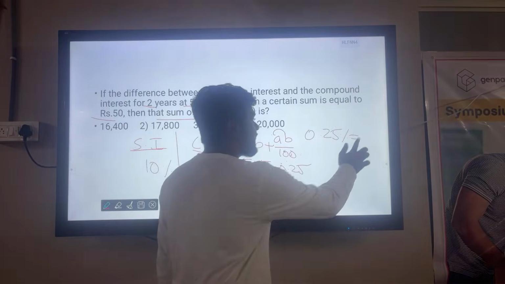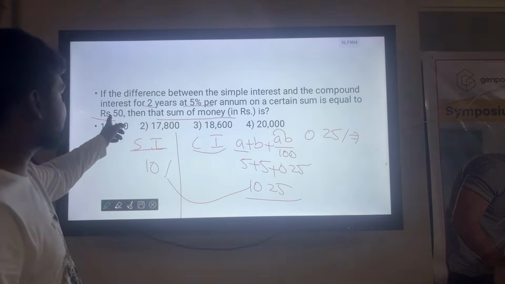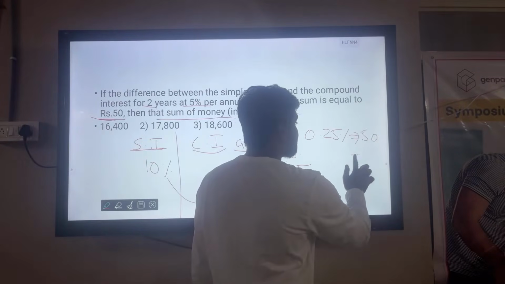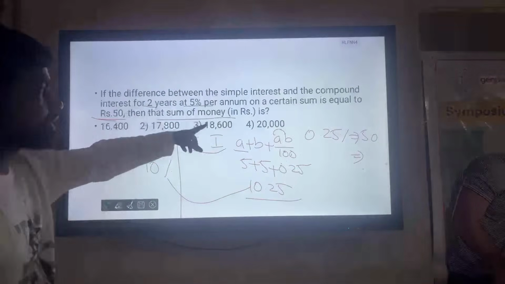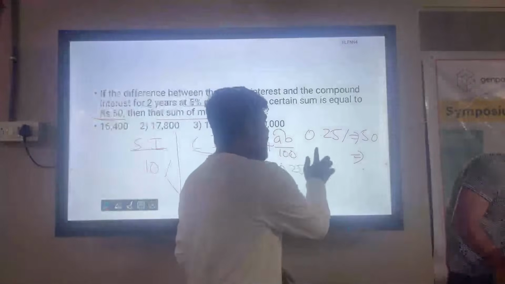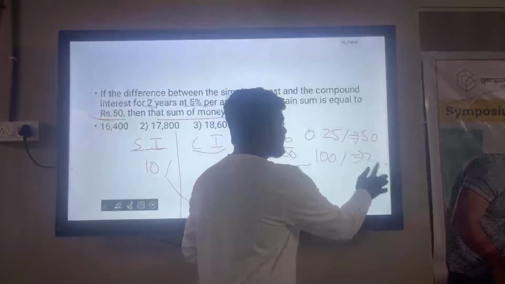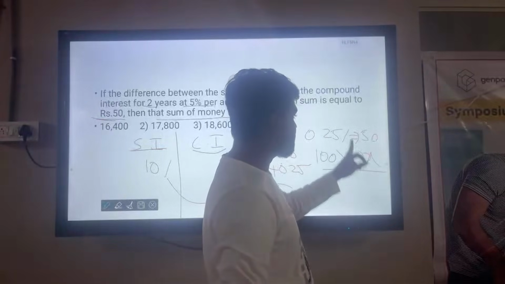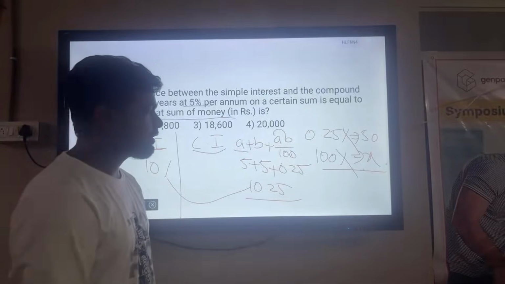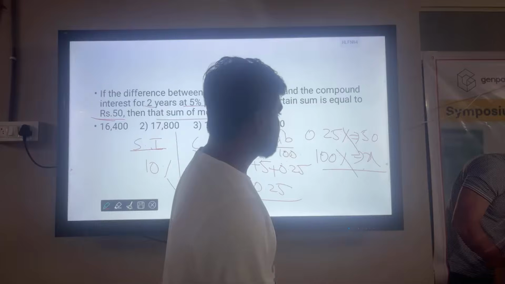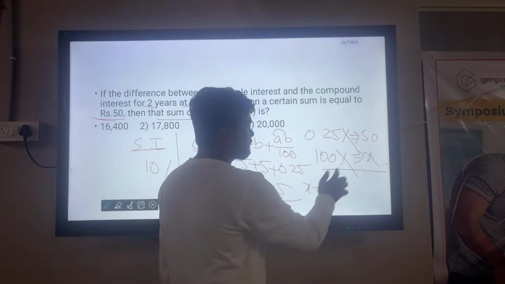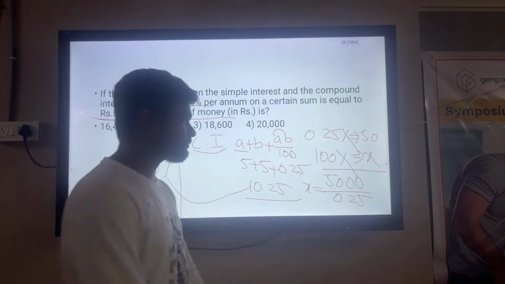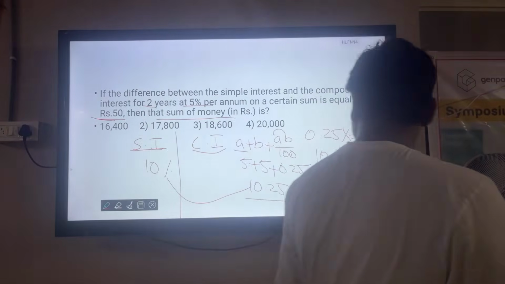0.25% is equal to 50, as they have given that the difference between simple and compound interest is 50. Then they are asking what is the total sum, the total percentage. Means 100% you have to calculate. 100% is equal to X. Try to complete this calculation. Percentage cancel, and cross multiply. X is equal to 100 into 50, nothing but 5000, divided by 0.25. Cancel it and comment your answer.